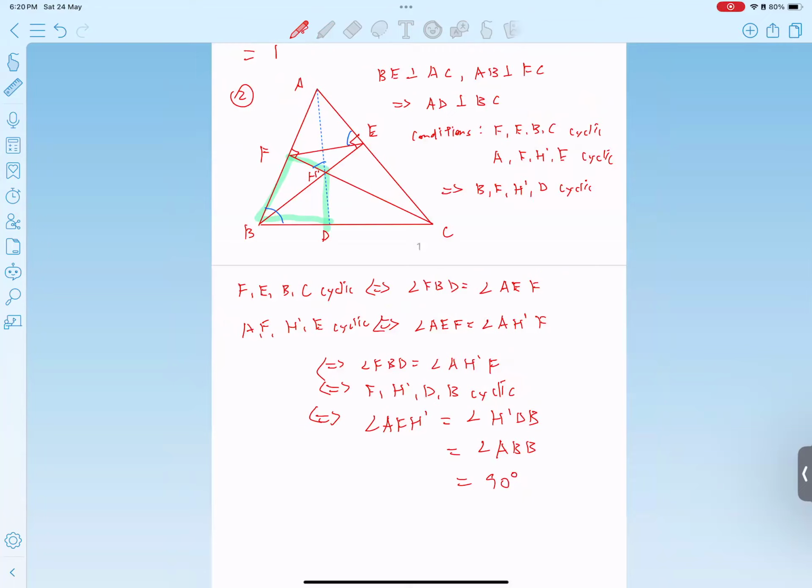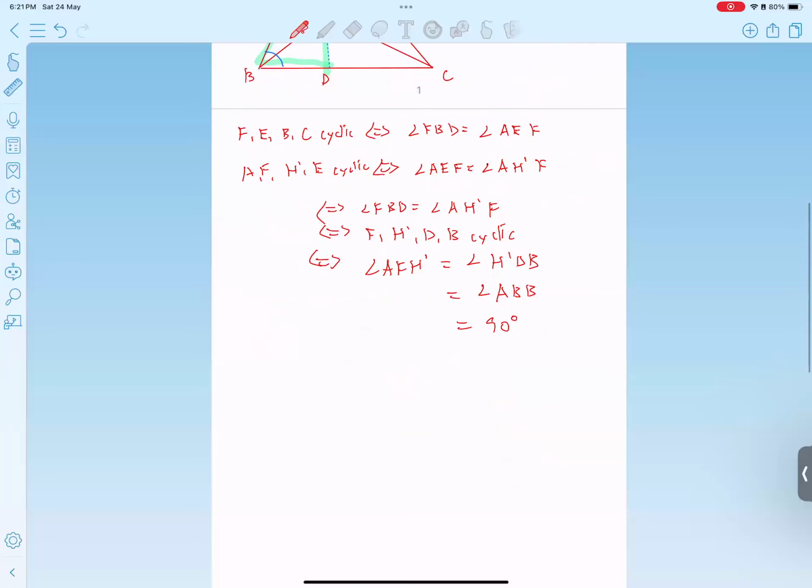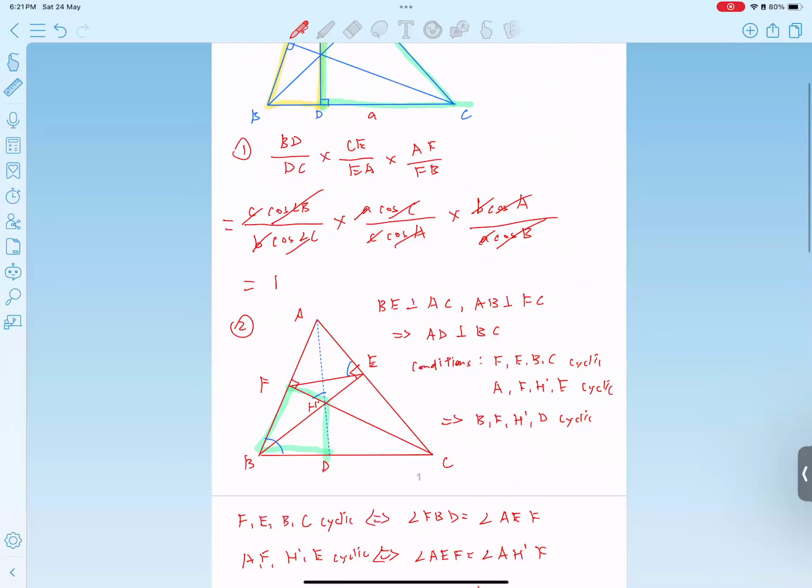So these are the two ways you can prove the existence of the orthocenter. I'll take a moment to digest it. Do you have any questions in the chat? Well, we can move on. So that's the existence of the orthocenter.